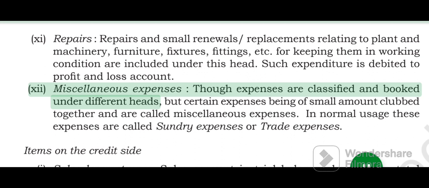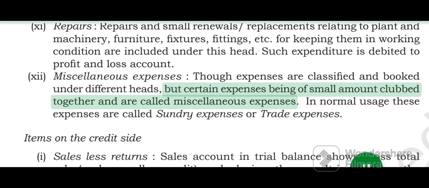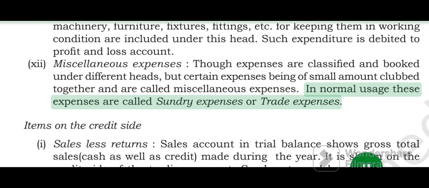XI. Miscellaneous expenses. Though expenses are classified and booked under different heads, certain expenses being of small amount are clubbed together and are called miscellaneous expenses. In normal usage these expenses are called sundry expenses or trade expenses.